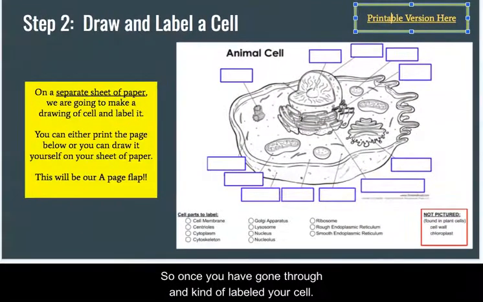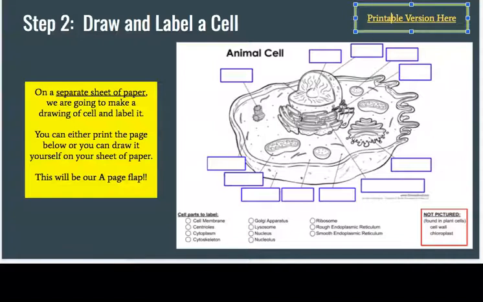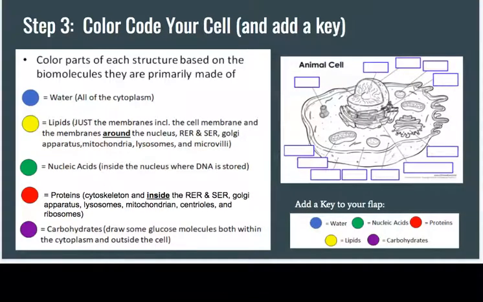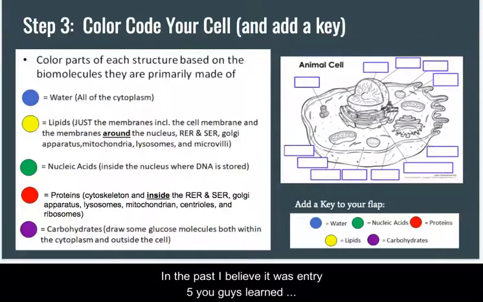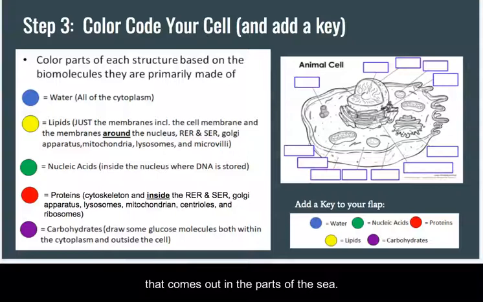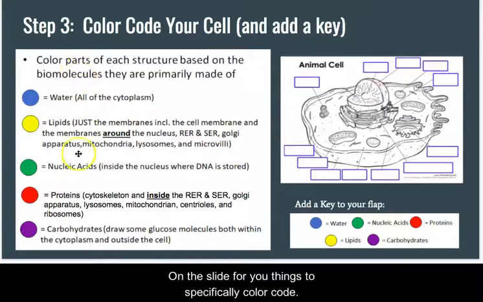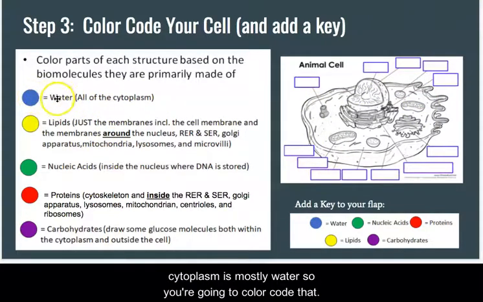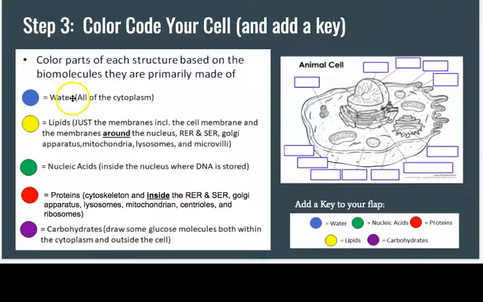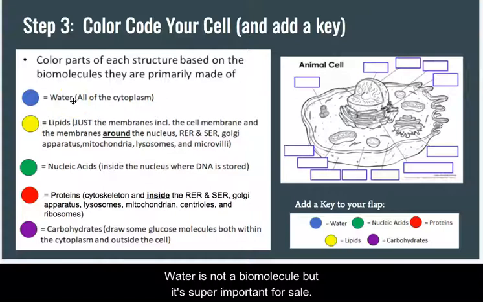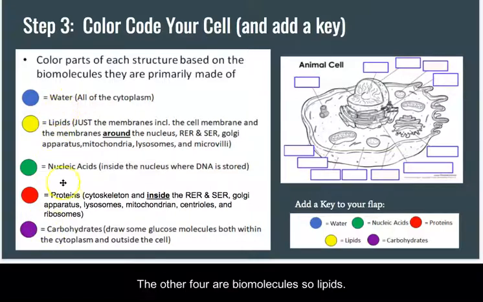Okay. So once you have gone through and kind of labeled your cell, we're going to color code it. In the past, I believe it was entry 5, you guys learned about biomolecules and different types of categories of biomolecules. And I really want you to be able to see where that comes out in the parts of the cell. So I've listed here on the slide for you things to specifically color code. So once you find wherever the cytoplasm is, mostly water, you're going to color code that blue. Water is not a biomolecule, but it's super important for cells. The other 4 are biomolecules.